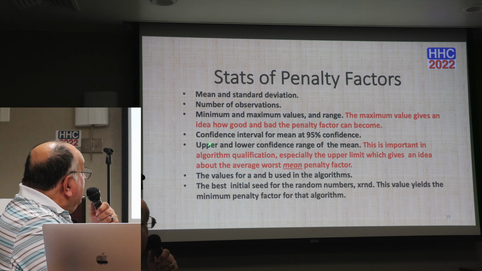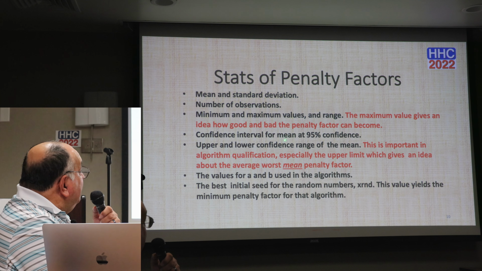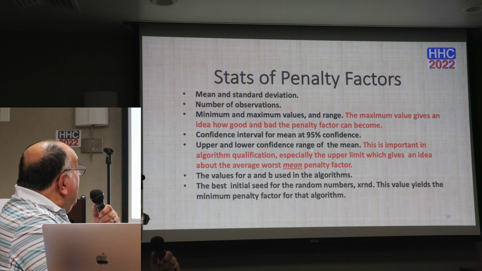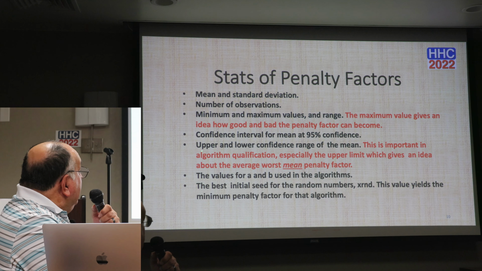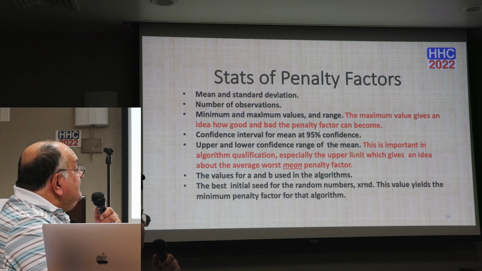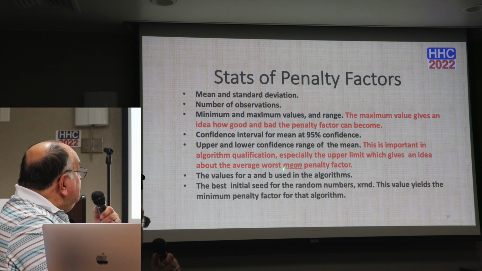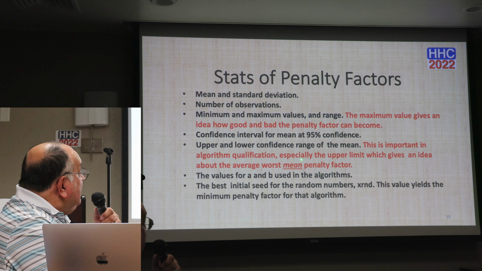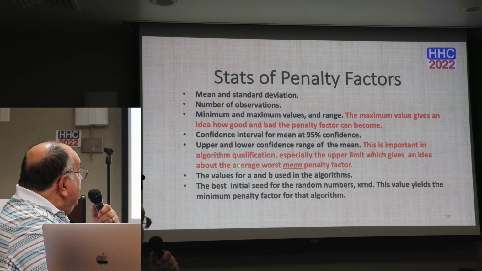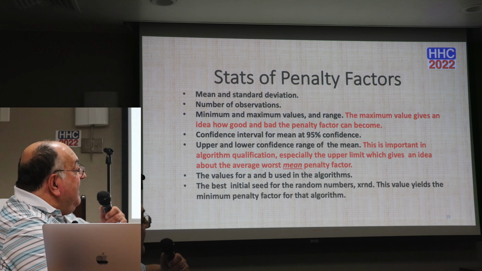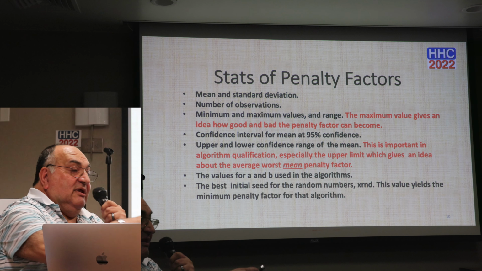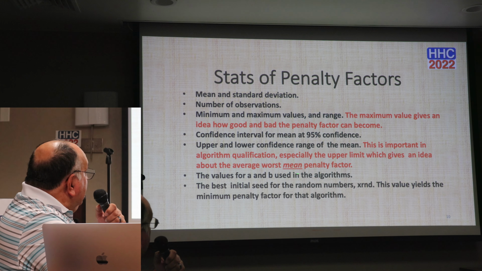To get to that, I calculate the confidence interval for the mean at 95% confidence, that's the delta. Then I add and subtract it from the mean and I get the upper and lower confidence range for the mean. This is where my money is. This is important for algorithm qualification, especially the upper limit. It gives me an idea about the average worst mean penalty factor. That's what I will most likely deal with. So this is what I'm looking for.